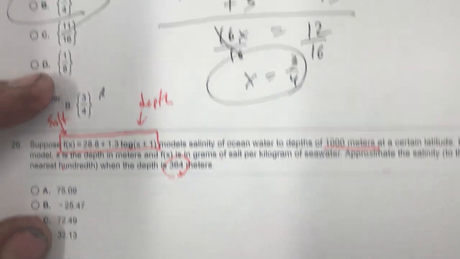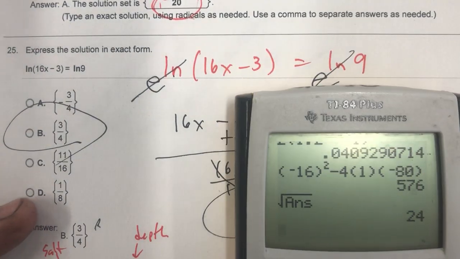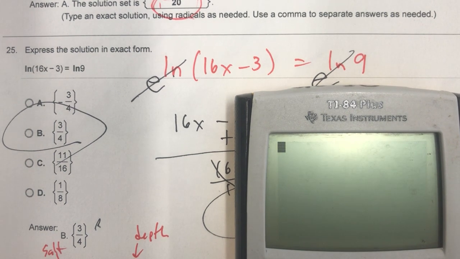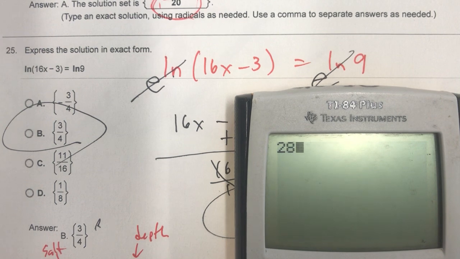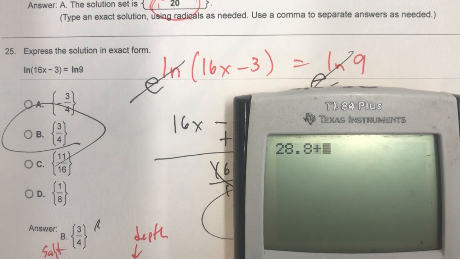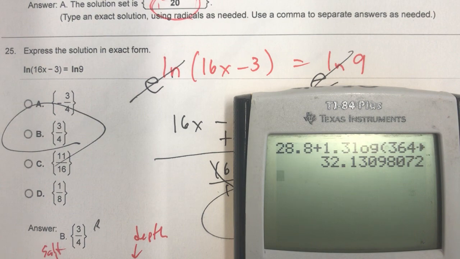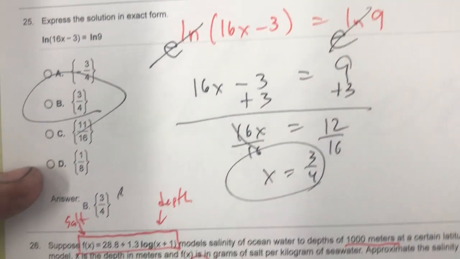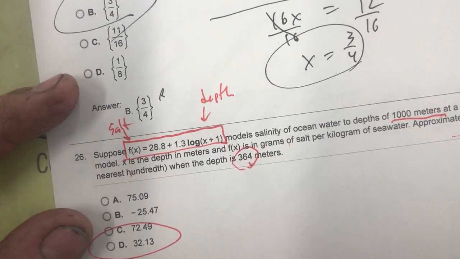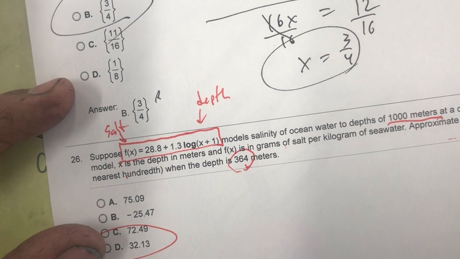So basically I'm just typing this in. I'm going to type in this right here, and for x I'm going to put 364 in. So 28.8 plus 1.3 log, and I'm putting 364 for x plus 1, and I get 32.13, which is D right there. You see that's the answer.